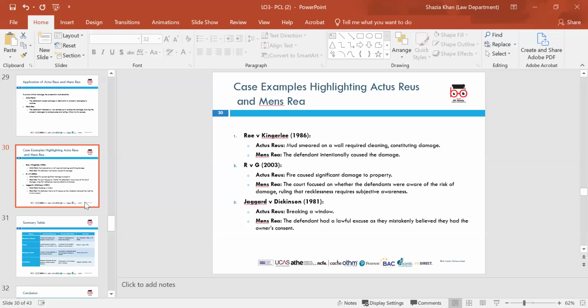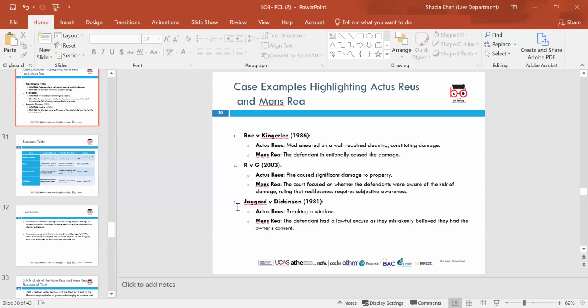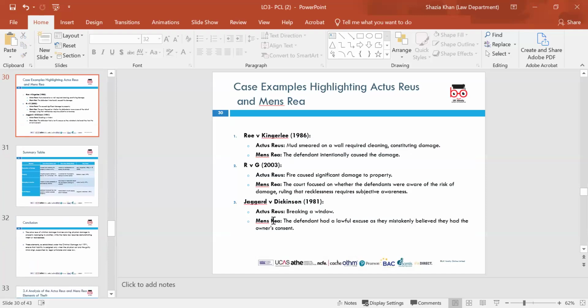The R v G case, 2003: the actus reus was the fire caused significant damage to the property. The mens rea is that the court focused on whether the defendants were aware of the risk of damage, ruling recklessness requires subjective awareness. And the case of Jaggard v Dickinson, 1981: the actus reus was breaking a window. The mens rea was the defendant had lawful excuse as to their mistaken belief that they had the owner's consent.